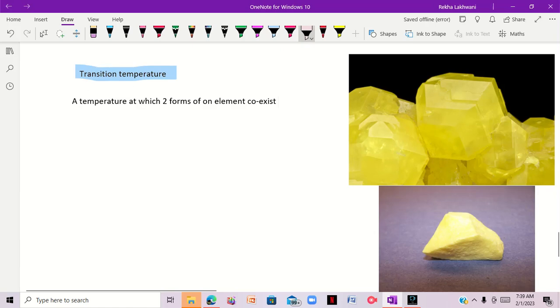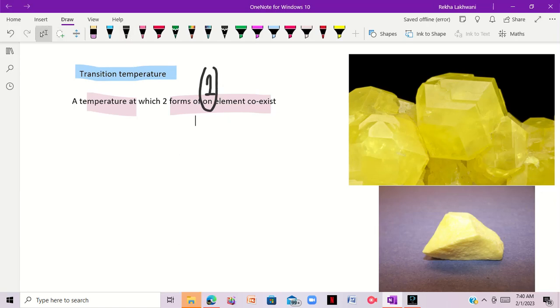Now, what does that mean? Basically, it is the temperature at which two forms of any element coexist, like both the forms will exist. So, a temperature at which two forms of an element exist. For example, let's take an example of ice and water, right?